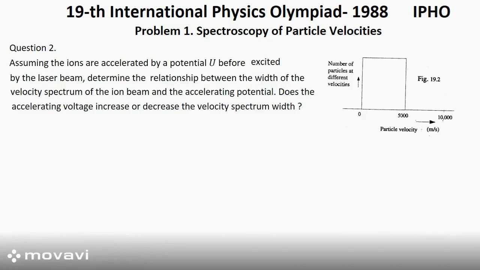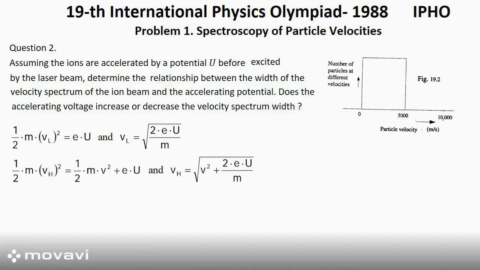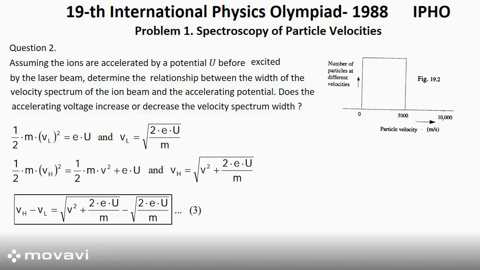Question 2. When acceleration voltage is used, we have the lowest limit of the kinetic energy of ions: 1/2 m vL squared, which equals the charge of the electron, e, multiplied by U, and vL equals the square root of 2U over m. The highest limit of the kinetic energy of ions: 1/2 m vH squared, which is equal to 1/2 m v squared plus the charge of the electron e multiplied by U, and vH equals the square root of v squared plus 2U over m. The spectrum width of the velocity spectrum vH minus vL equals expression 3. Note that the final velocity of accelerated ions is not the sum of v and the square root of 2U over m, as velocity changes with time.